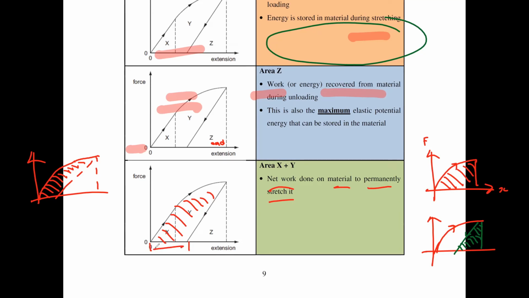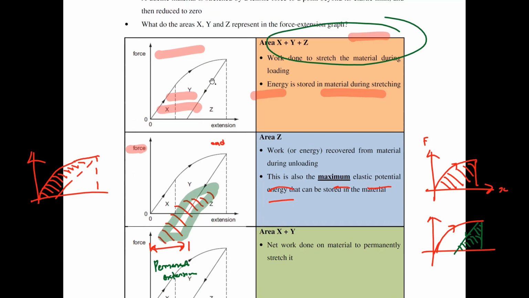This portion here is actually your permanent extension. This area represents the network that has been done to permanently extend the material, to permanently stretch the material. Try to deduce what each area means. First one, XYZ, just tells you the amount of work that you have done to stretch the material. This is the amount of energy that has been stored in the material.